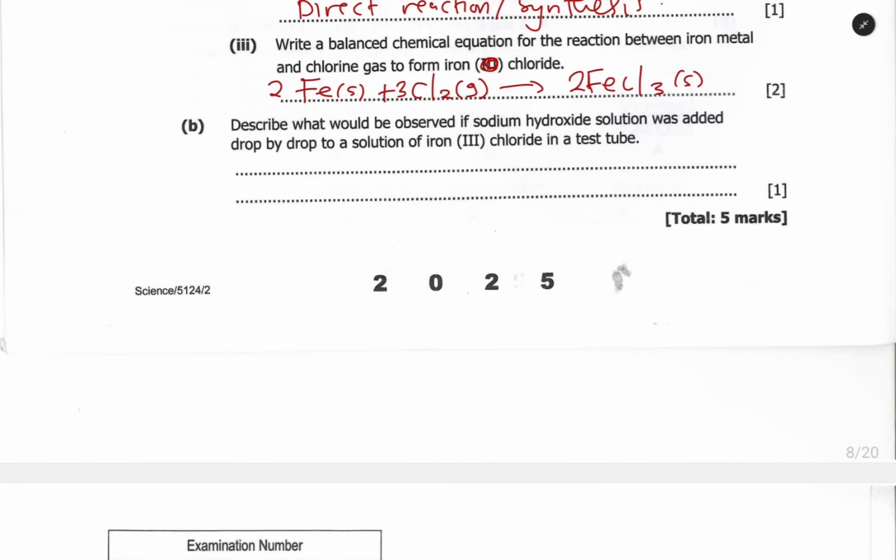Then B, describe what would be observed if sodium hydroxide solution was added drop by drop to a solution of iron 3 chloride in a test tube. So what will be observed is that a brown precipitate would form, because of the reaction that is taking place. So a brown precipitate would form.